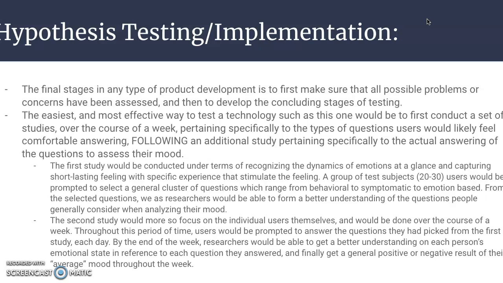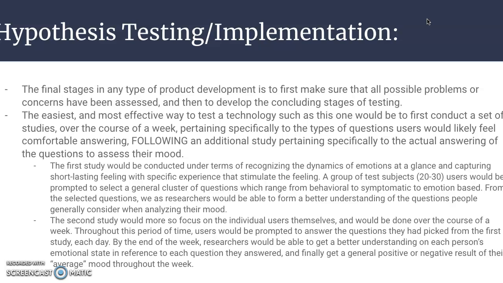The first study would be conducted under terms of recognizing the dynamics of emotions at a glance and capturing short-lasting feelings with specific experience that simulate that feeling. A group of test subjects, 20 to 30 users, would be prompted to select a general cluster of questions which range from behavioral to symptomatic to emotion-based. From these selected questions, we as researchers would be able to form a better understanding of the questions people generally consider when analyzing their mood.